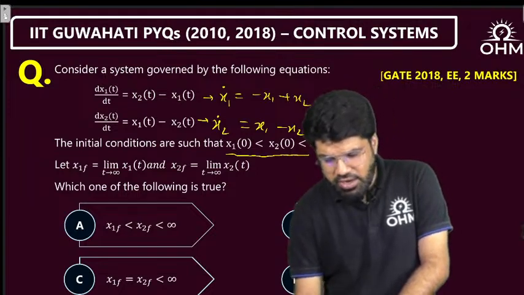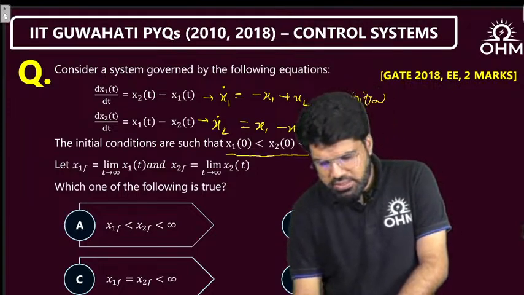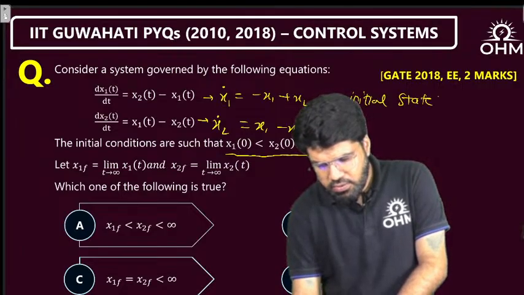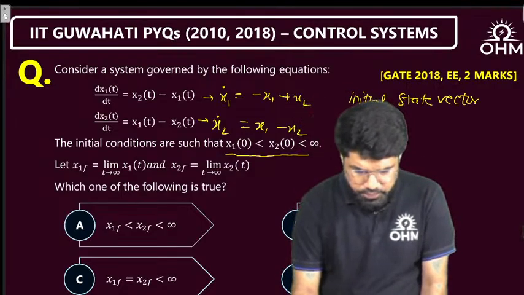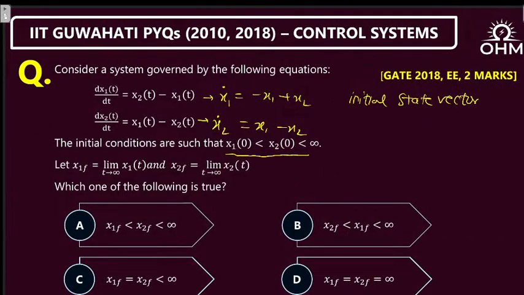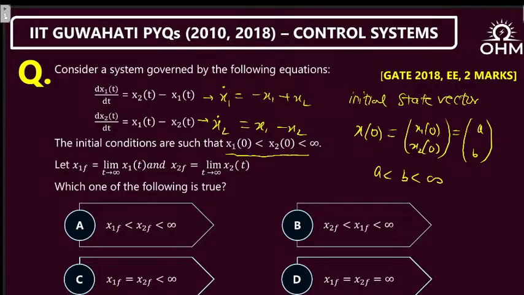So if I have to define the initial state vector, I'll write it here. I'll call it x0, and that is x1(0), x2(0). To make the numbers simple, suppose these are A and B. What is given? A less than B, both of them finite, both less than infinity. This much is the data given to me, correct?